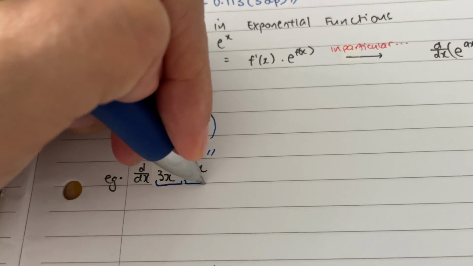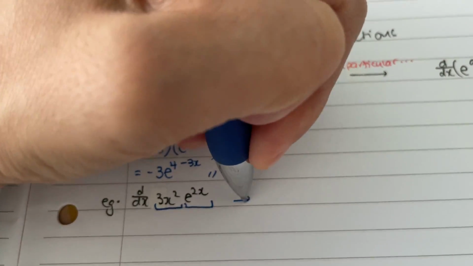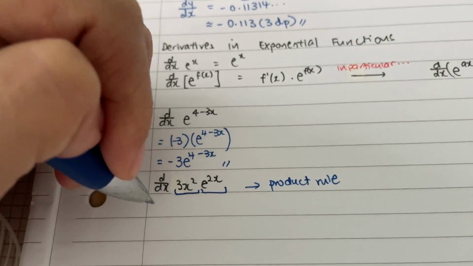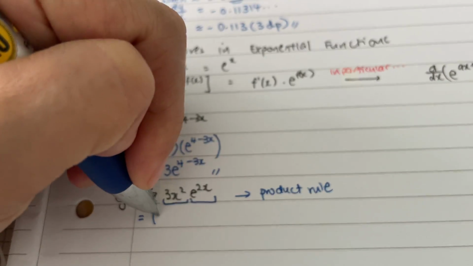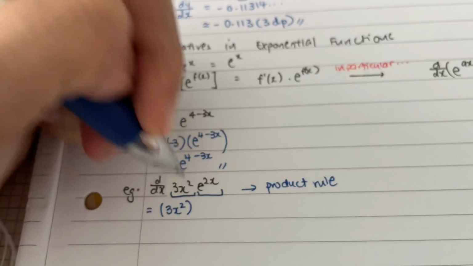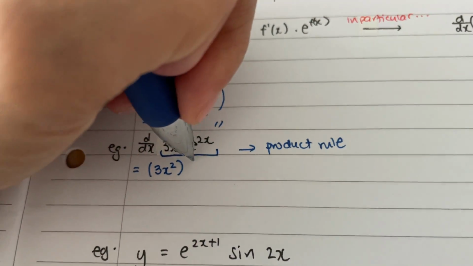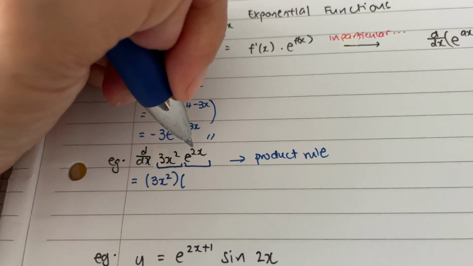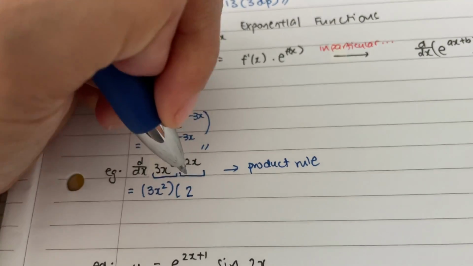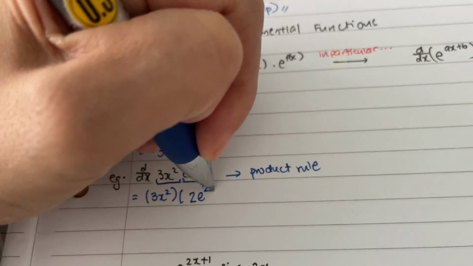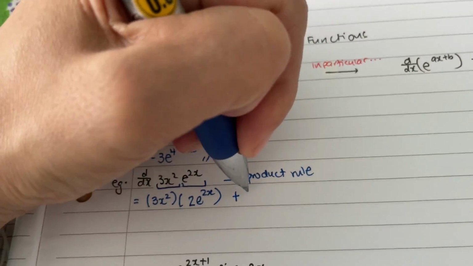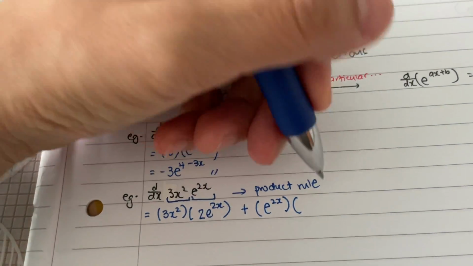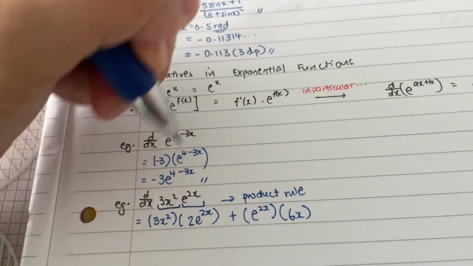Now next one. Realize that this expression is divided into two parts that are being multiplied by each other. So guess what? We will use our product rule. Product rule means that the first part of the product stays while you differentiate the second. As you differentiate the second, bear in mind we have to differentiate 2x. That gives you 2, multiplied by e to the power of 2x, plus e^(2x), and then we differentiate 3x squared. That gives you 6x.